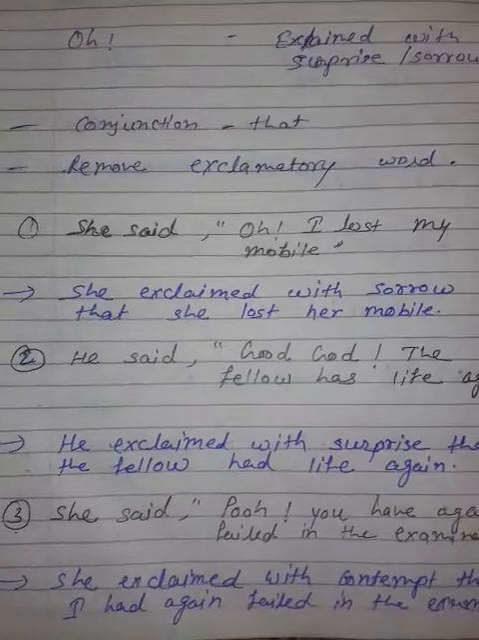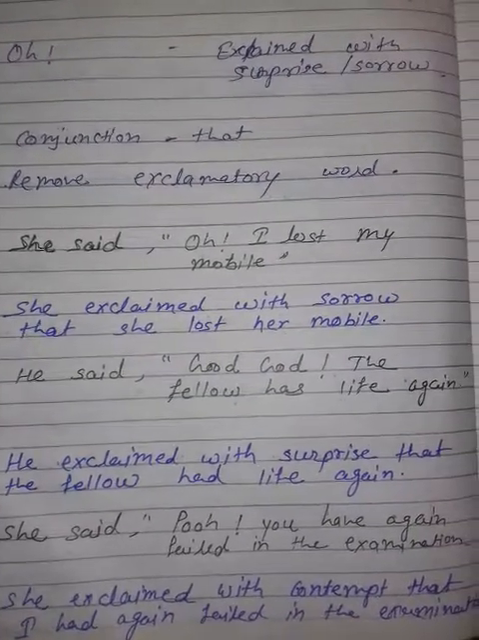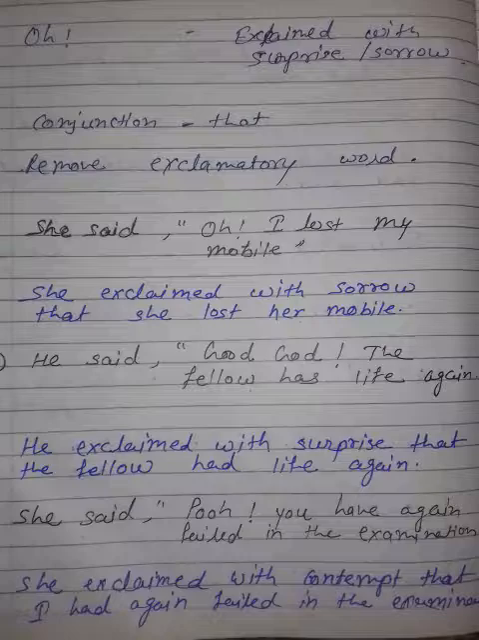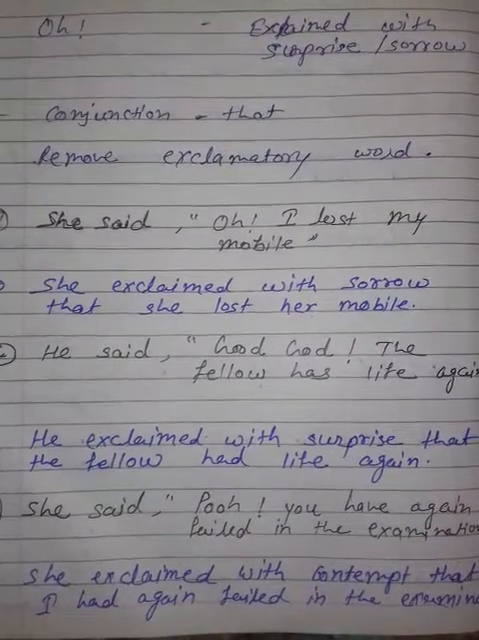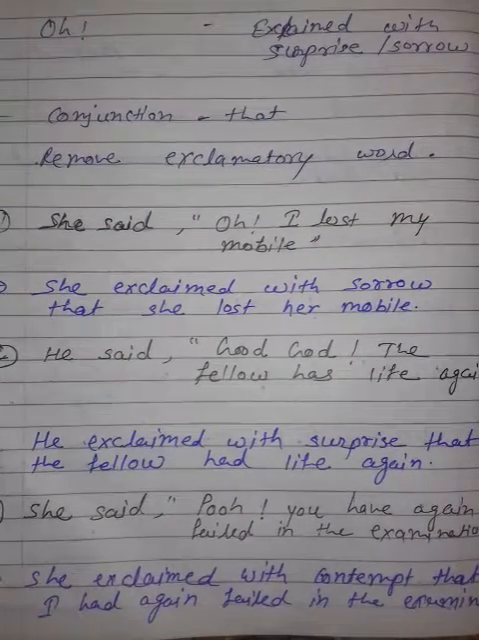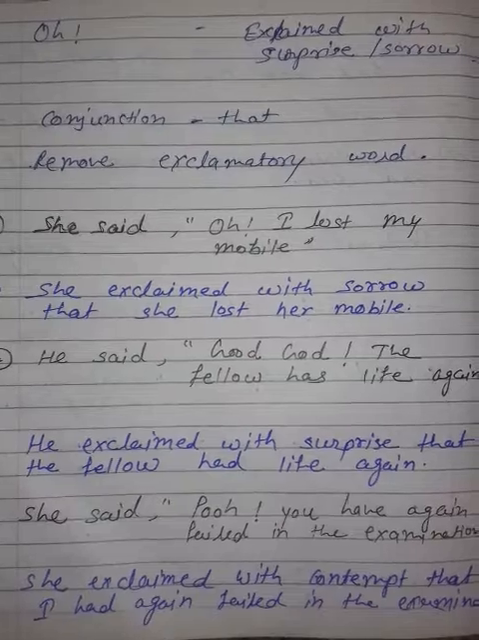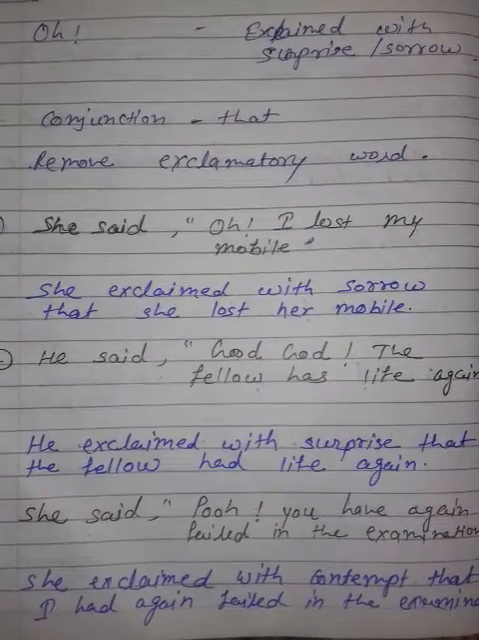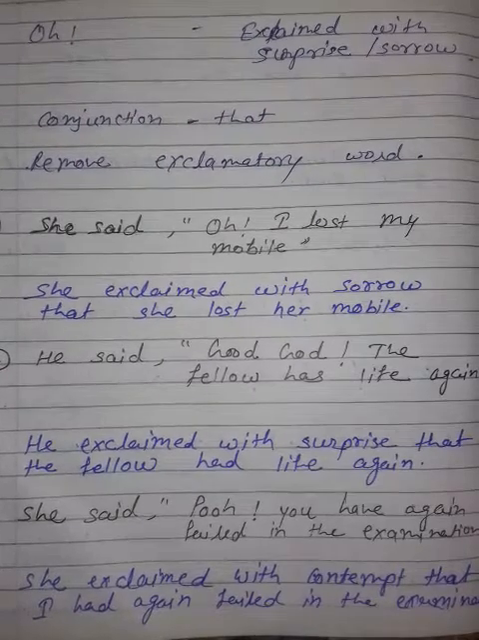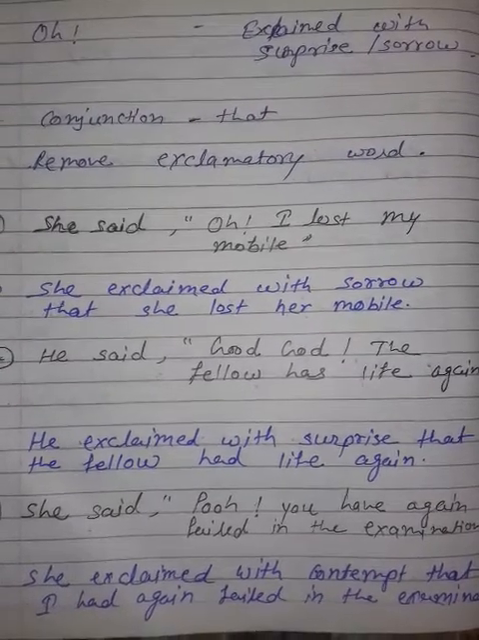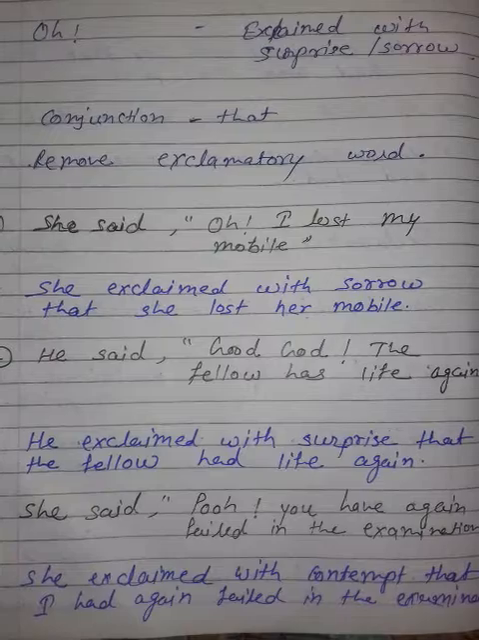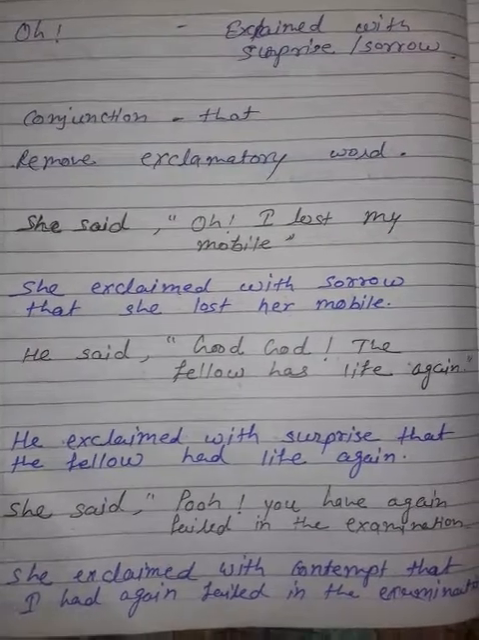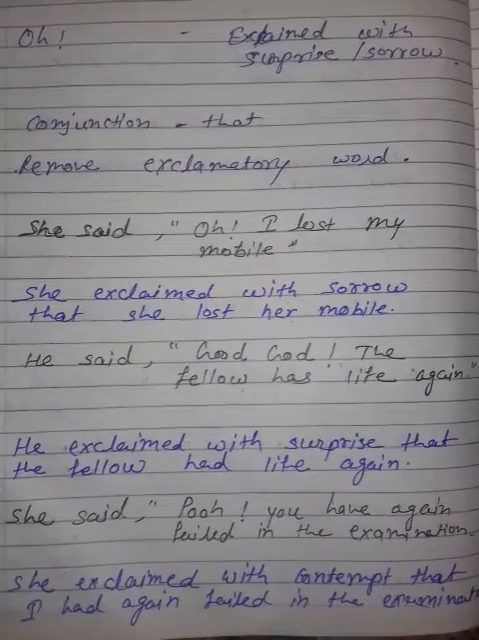Now sentence number 3. She said, "Pooh, you have again failed in the examination." So this is the word where some people show contempt toward you. They have anger and taunt you. So at that time you use exclaim with contempt. Like, she exclaimed with contempt that I had again failed in the examination.